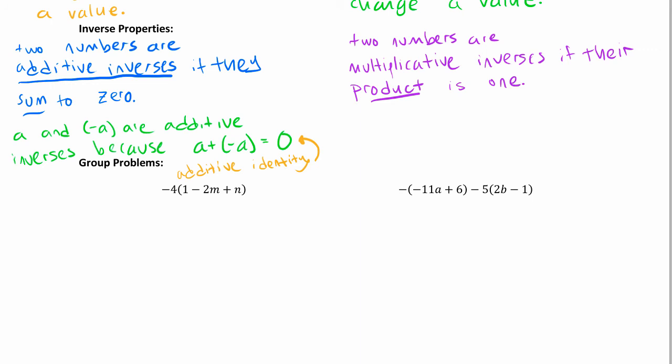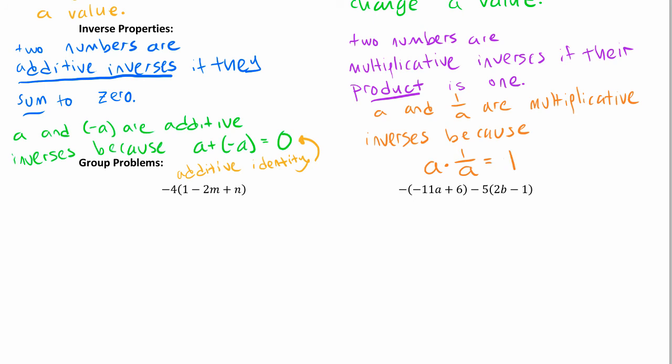And we talked about this last time when we were talking about reciprocals. So I have like A and 1 over A. A and 1 over A are multiplicative inverses, because A times 1 over A equals 1, and 1 is the multiplicative identity.